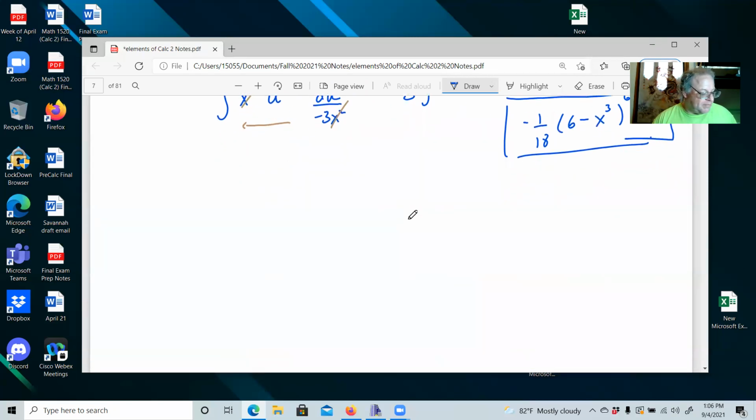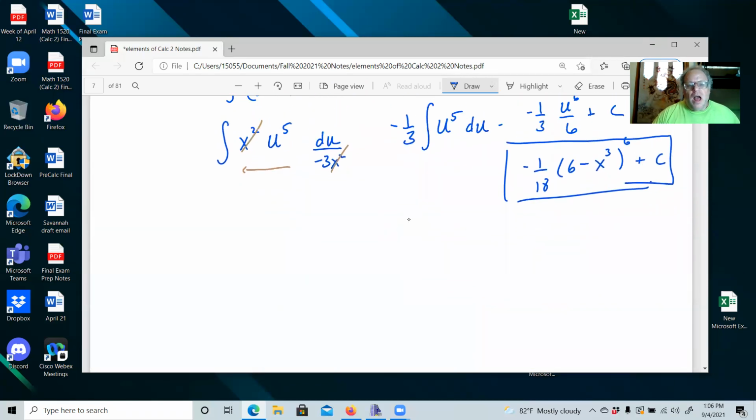I'm going to caution you that just because you have a fraction doesn't mean you always get a natural log. Sometimes you do, but sometimes you don't. So don't always just assume that because you've got a fraction, it's going to be a natural log.